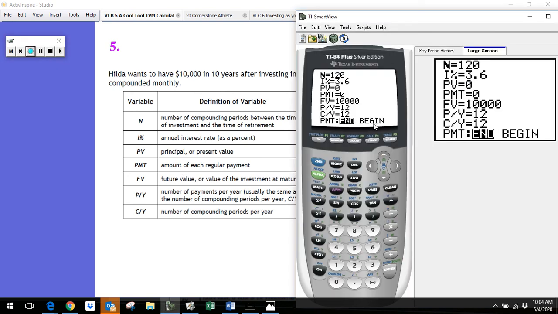So if she wants to have 10,000, 3.6, no need to convert. The calculator does that. And remember up here that 120 is 10 years times this 12 from the bottom. So we're going to solve for how much money she needs to put in now, and she needed to put in almost $7,000 at that interest rate. So $6,980.52.